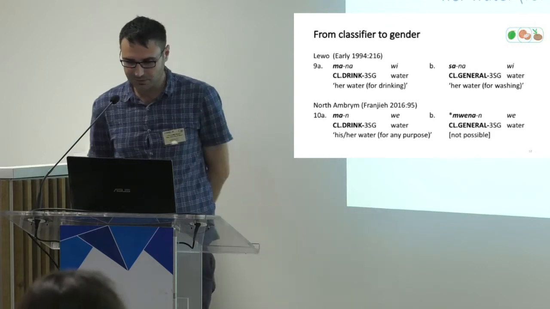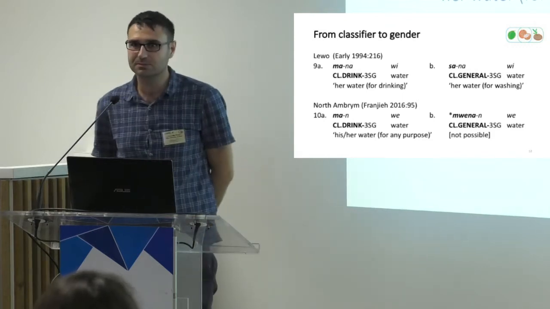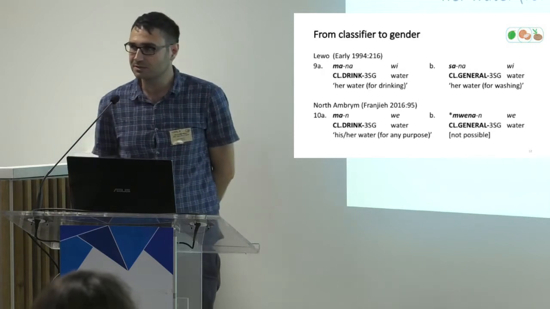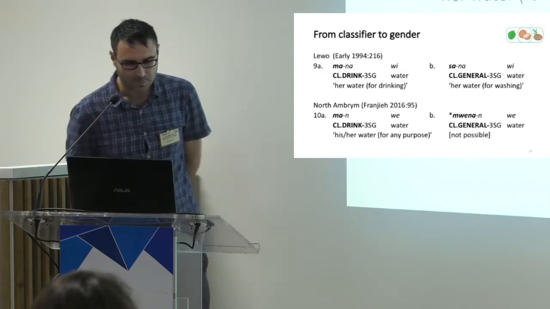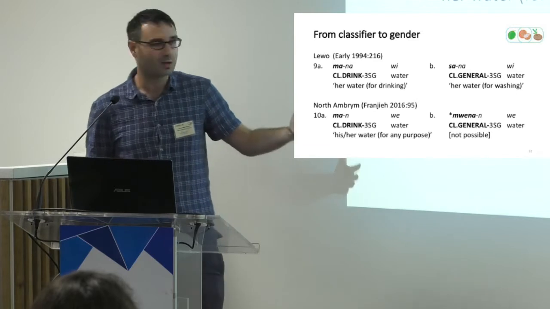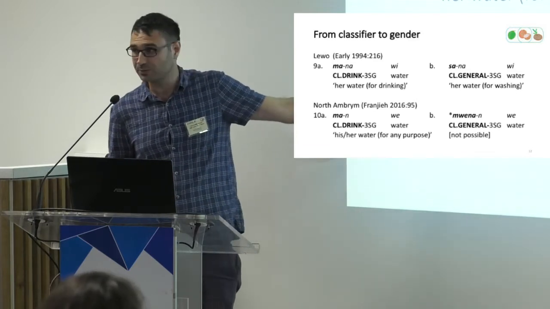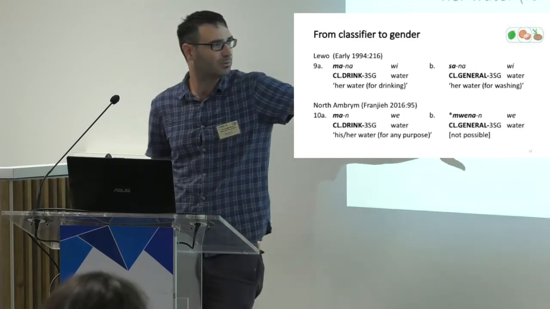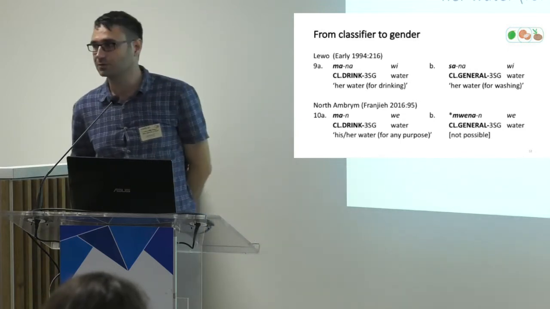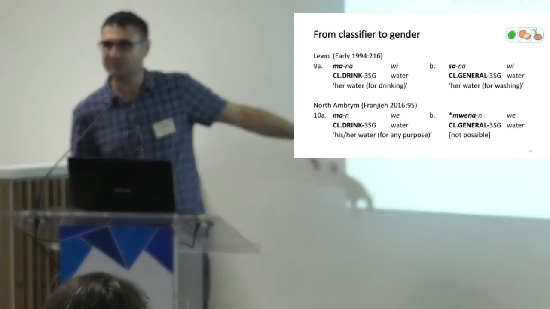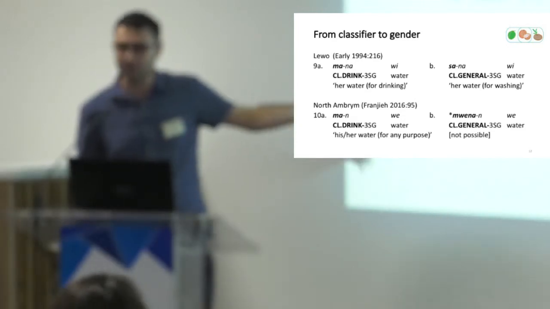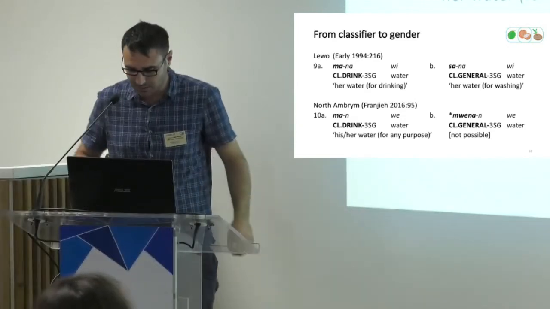Northumbrian, however, we argue has a strict assignment system, which is representative of a gender-style fixed assignment system, where a noun typically only occurs with just one classifier. So we have her water with the drinkable classifier, but we cannot have her water with the general classifier. So here we sort of lose the distinction. For drinking, it's used for water for any purpose you want.